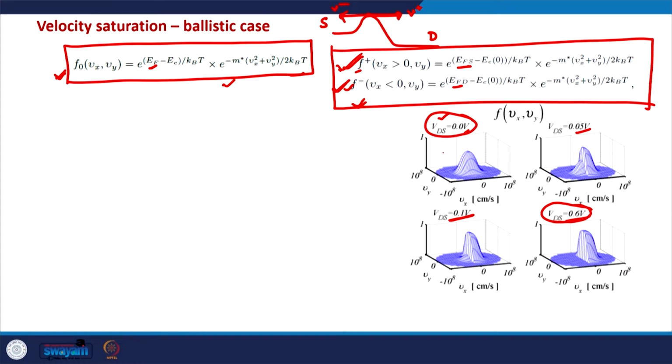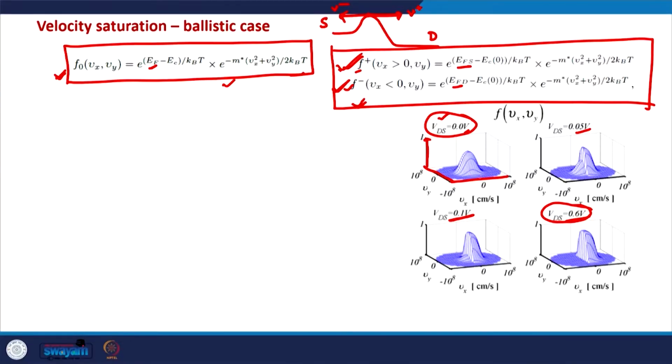And on the plot we have on the z axis this distribution function f, and on the x axis we have Vx, on the y axis we have Vy. So, this is Vx, this is Vy, and this is f. So, as you can see, when the drain voltage is 0, it means that both drain and source contacts are symmetric to each other. So, the probability that an electron will come from the source side and the probability that the electron will come from the drain side is equal actually.